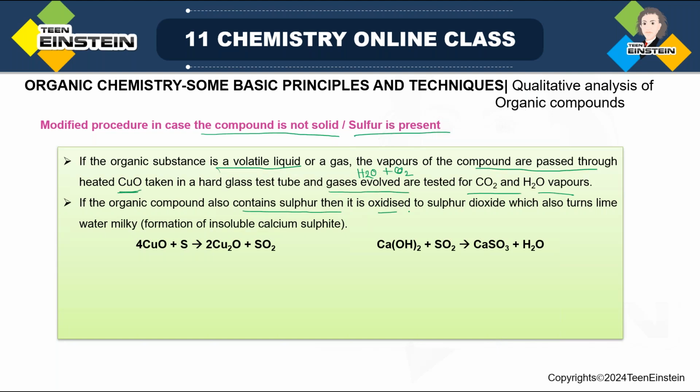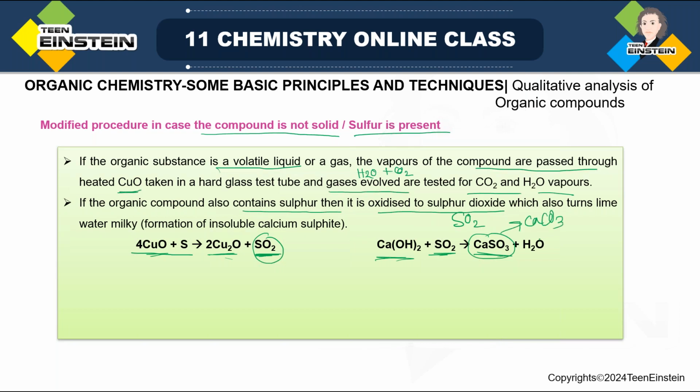So what happens? This sulfur is oxidized to SO2 in presence of CuO. In presence of CuO, sulfur is oxidized to SO2 and CuO is converted to cuprous oxide. Now this SO2 has the same type of property just like CO2. This can also convert clear solution of calcium hydroxide to a milky appearance, calcium sulfite. This also has a milky appearance just like CaCO3.